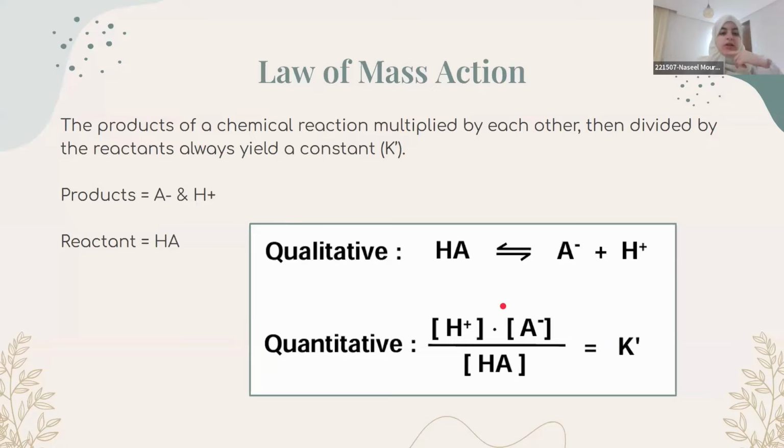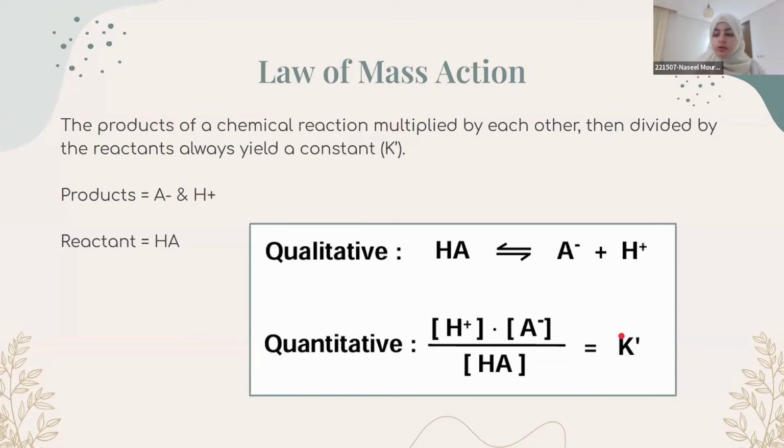So, law of mass action says that if you multiply the products of a reaction, now this is a chemical reaction, you have reactants, so HA, this acid is the reactant, and it produces A minus and H plus. Because these are the ones that are produced, we call these the products. So the law of mass action says that if you multiply the products, so H plus times A minus, and you divide that by your reactant, you always get a constant value, and we call that K, okay?